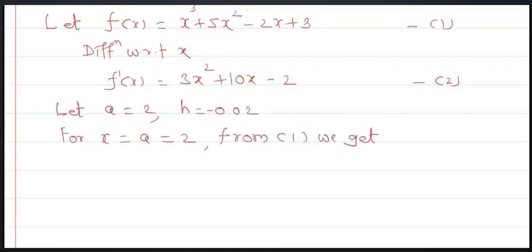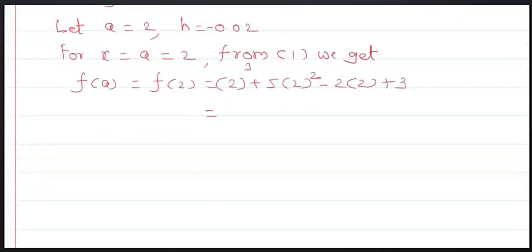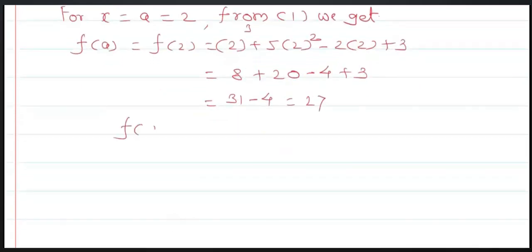From 1 we get f of a is equal to f of 2. We find the value of that polynomial by replacing x by 2. Then f of a is equal to 31 minus 4, that is, f of a is equal to 27.